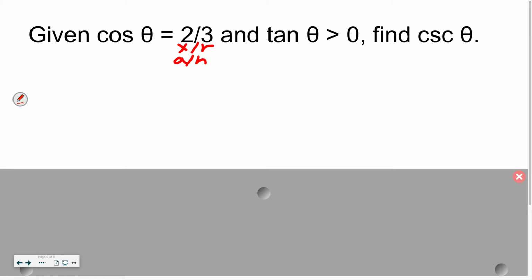That means that the tangent is positive, right? So this is saying that we have a positive tangent, and here we had a positive cosine. Can I find the cosecant of theta? Okay, and I'd just be thinking about, this is what I want my answer to be. Remember, the cosecant of theta is going to be r over y. So I'm going to need to find that y value.